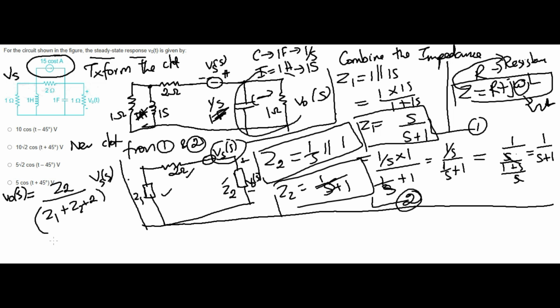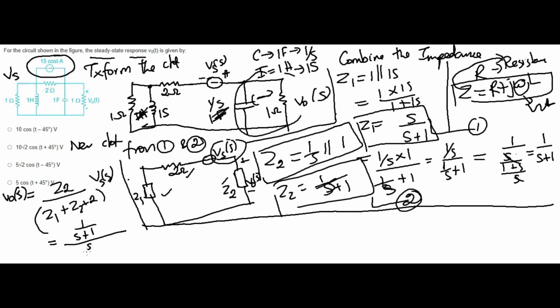Before that I have to just make the substitution. So here the Z2 value. Z2 means what? 1 by s plus 1, right? Apply all the values. 1 by s plus 1 whole divided by, what is the Z1 value? Z1 is s by s plus 1, right? So s divided by s plus 1.